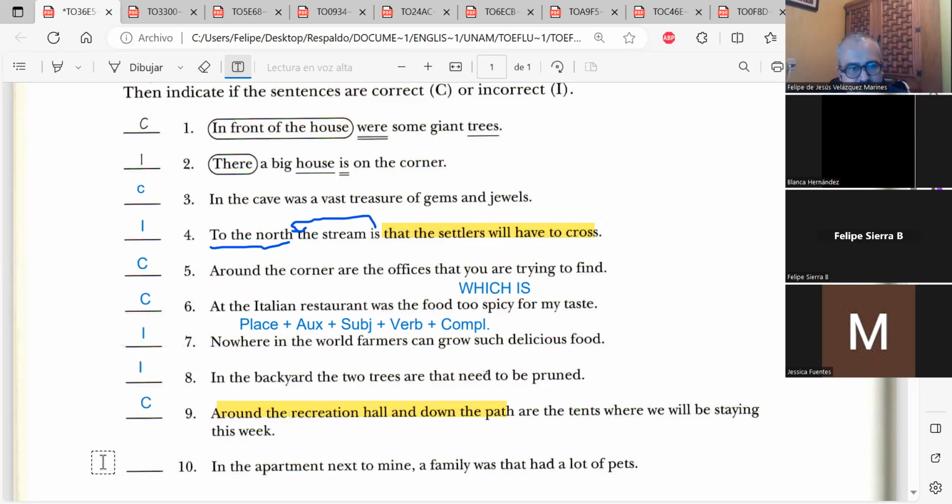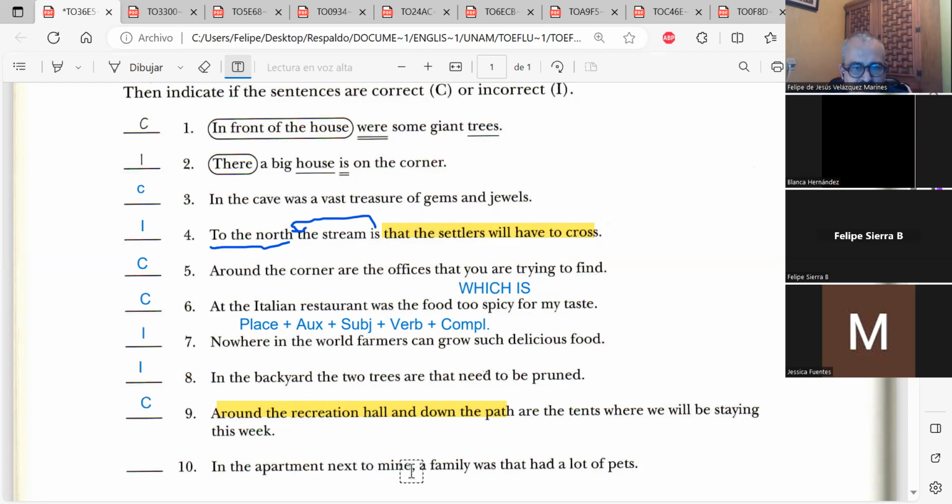Okay, Blanca. In the apartment next to mine, a family was that had a lot of pets. Let's see if you can find the distraction. I think it's correct. Yes, it's correct. The distraction is the comma.